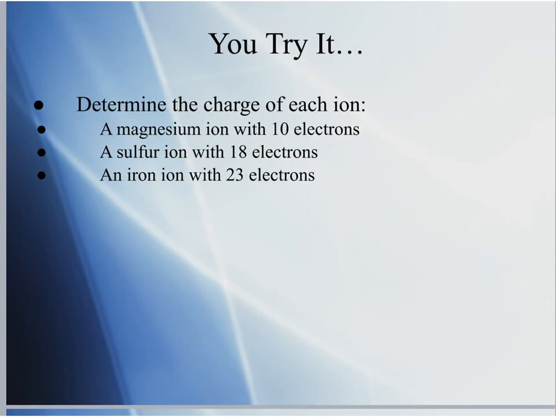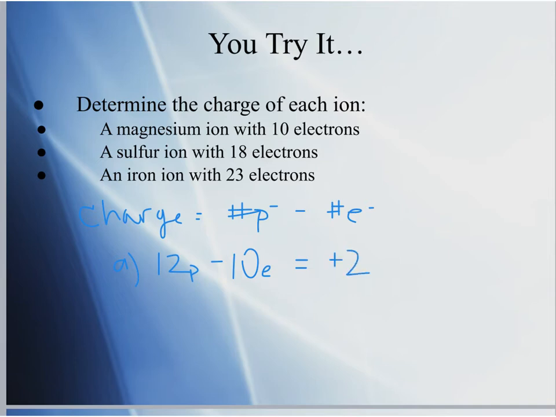All right, so let's practice this and figure out what charge each of these ions has. Remember, we're going to do the charge equals the number of protons minus the number of electrons. So for the first one, we have magnesium. Magnesium has 12 protons, and this particular atom has 10 electrons. So 12 minus 10 is positive 2. So this magnesium ion has a charge of plus 2.